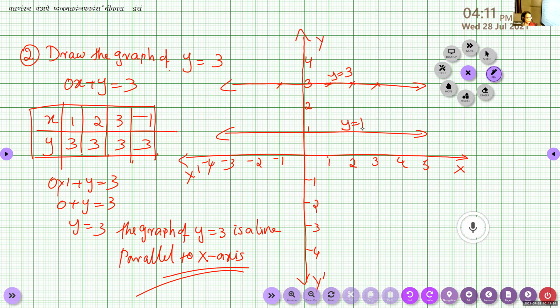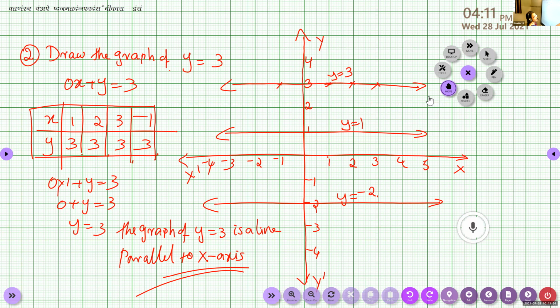So if it is y equal to, it is parallel to the x-axis. If it is x equal to, it is parallel to the y-axis. Okay. Draw y equal to negative 2 also. These are very important points. Wherever you go, this is very important.